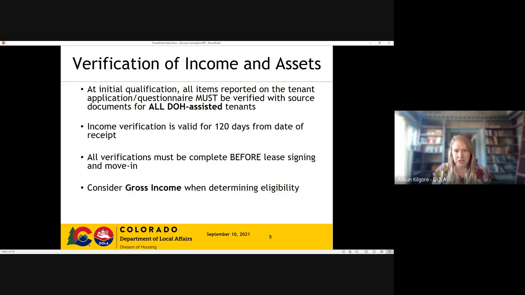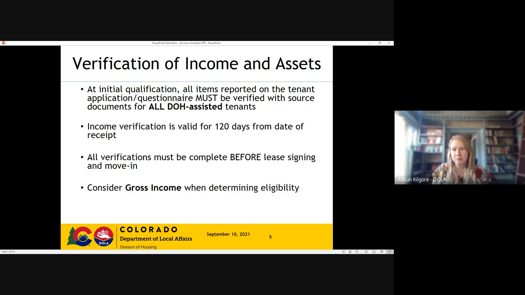Generally, income verification is valid for 120 days from the date of receipt. So if you're using an employment verification or a bank verification letter, know that that's valid for 120 days from the date of receipt. If you're going to be using that receipt date instead of the date that the document was generated, it's best practice to time and date stamp it when it was received, so that any auditor can know when they come in to do a monitoring when that 120 days started. Your compliance team will be able to know, if the move-in is to occur on 9/15, how recent those documents need to be.